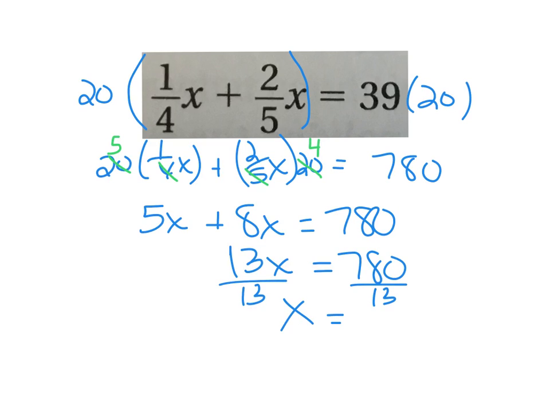Let's see, 5, 6 times 13. I don't have my calculator with me. Let me think here. Let me see if I can punch it up in my head real quick. Okay, it's going to be 60. So x is 60. Sorry about that. I thought I had my calculator on my desk and I didn't.